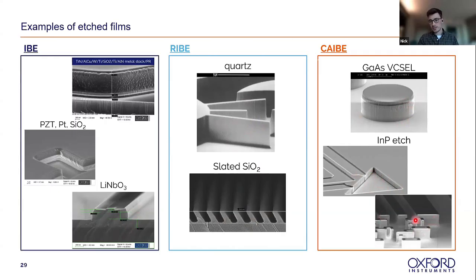And you can see the nice verticality and smooth sidewalls that we're able to achieve etching indium phosphide, which is typically quite a hard material to etch, but ion beam etching gives us a very nice profile as well.